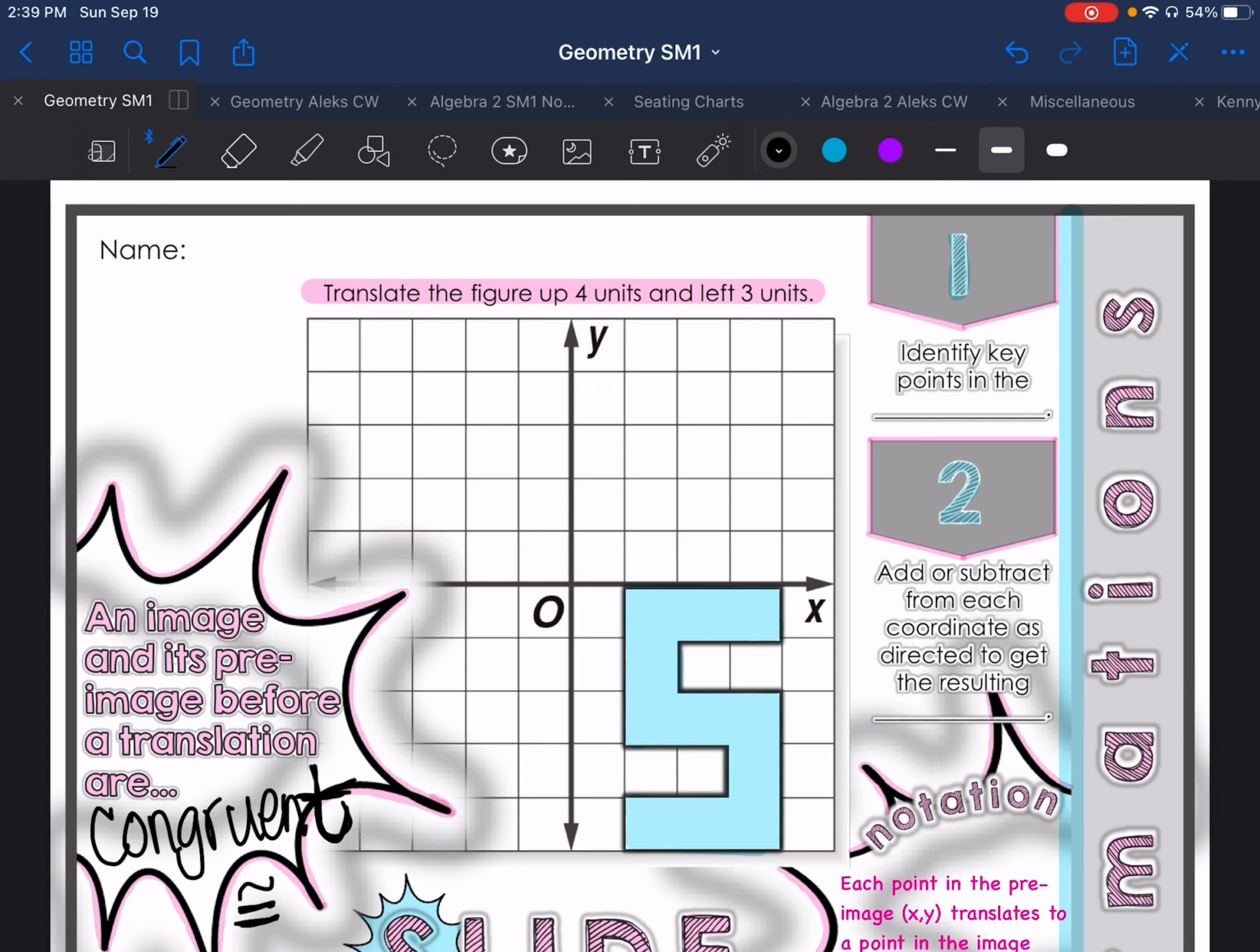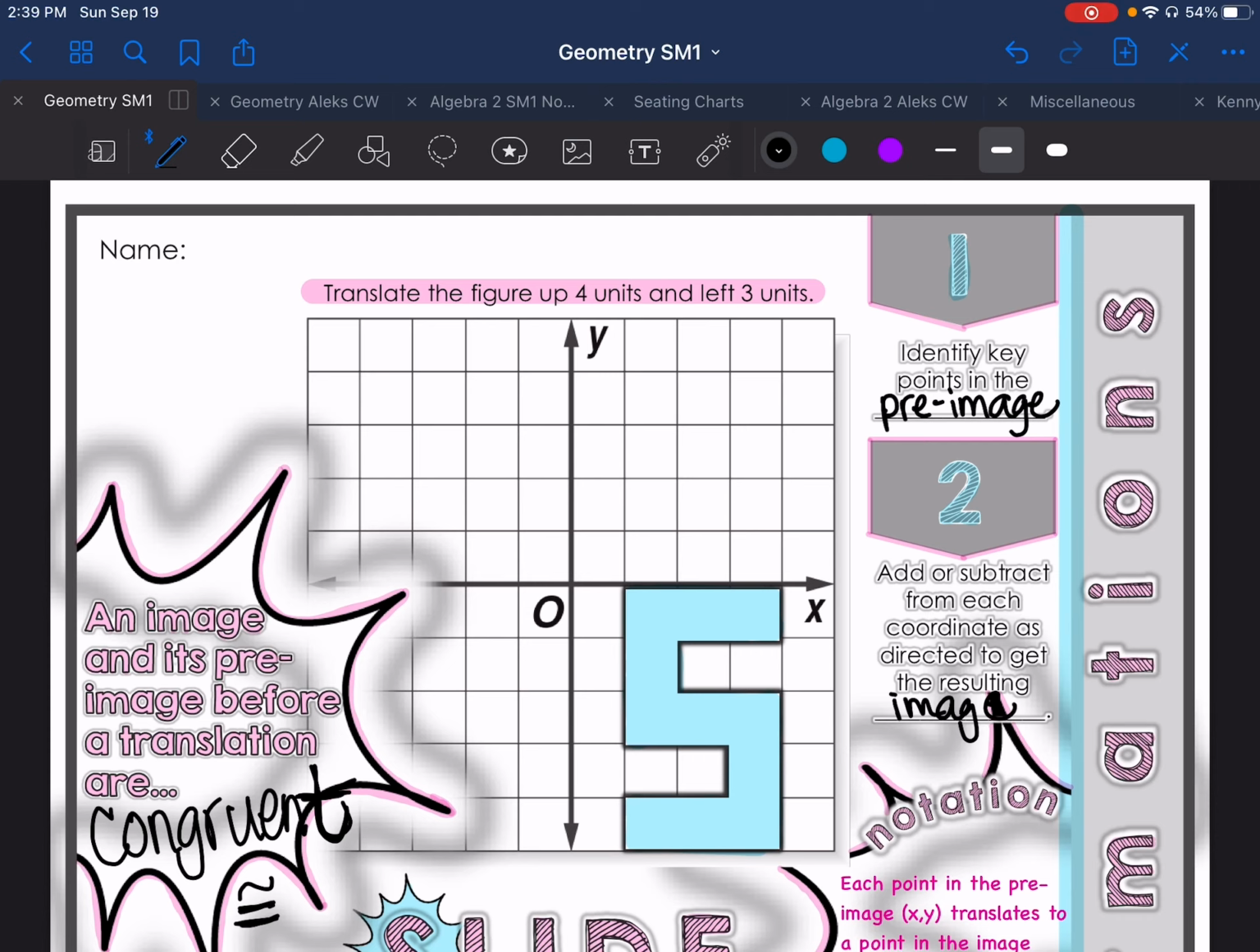We're going to go ahead and do pretty much the same 2 steps. We're going to identify key images or key points in our pre-image. That is the S that you see right here in the first example. That is our pre-image. And then we're either going to add or subtract from each coordinate as directed to get the resulting image.